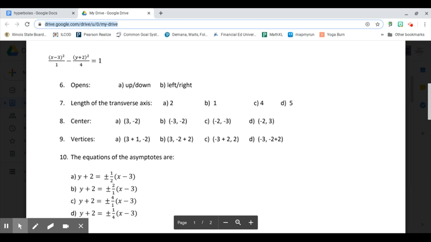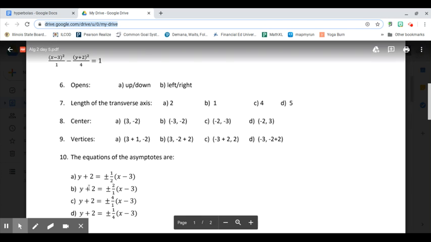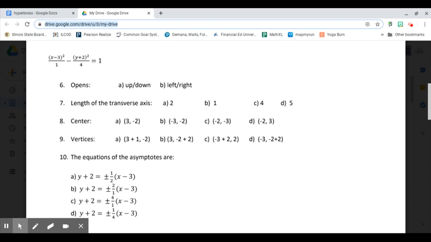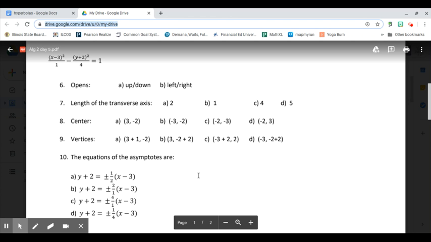Yep, that still matches up nicely here for choice B. So B is the correct answer because it includes my center point, -3, +2, or really a shift to the right 3 and down 2. And then my asymptote slopes will be +2 over 1 and -2 over 1. So that's it for number 10.